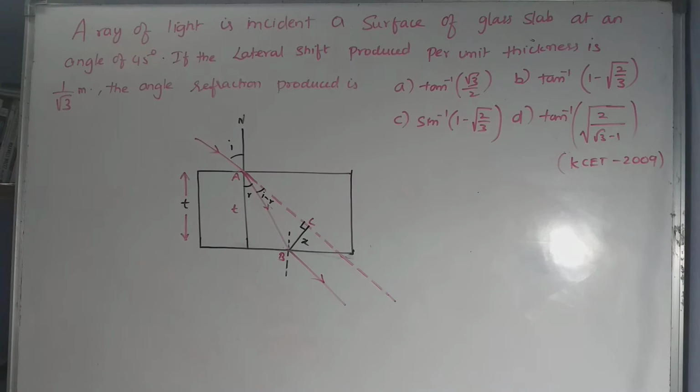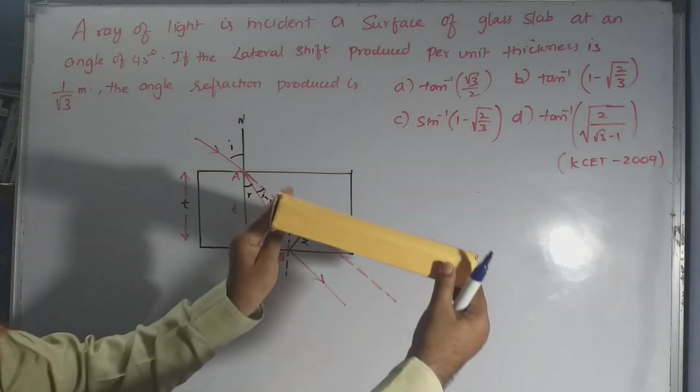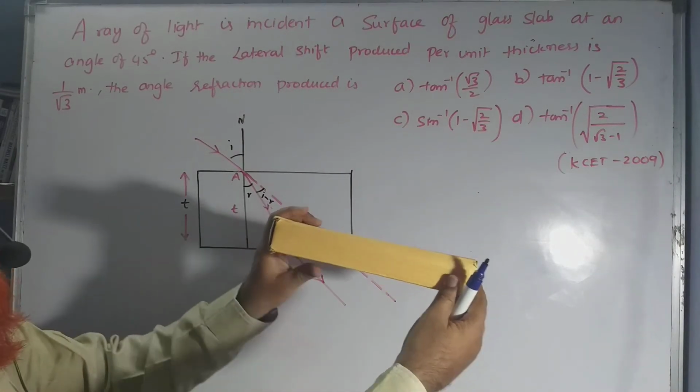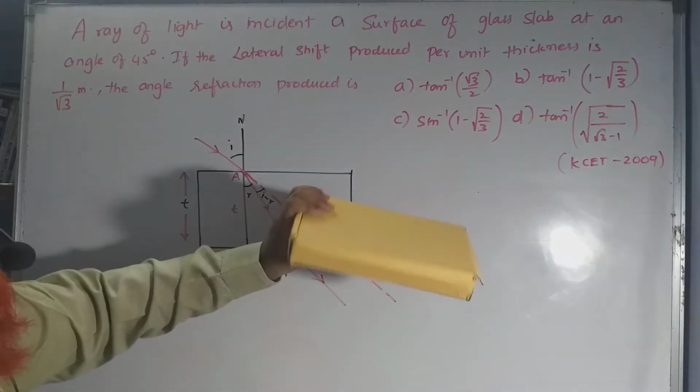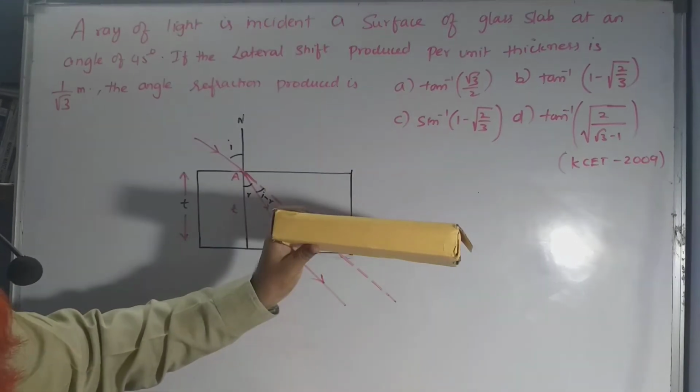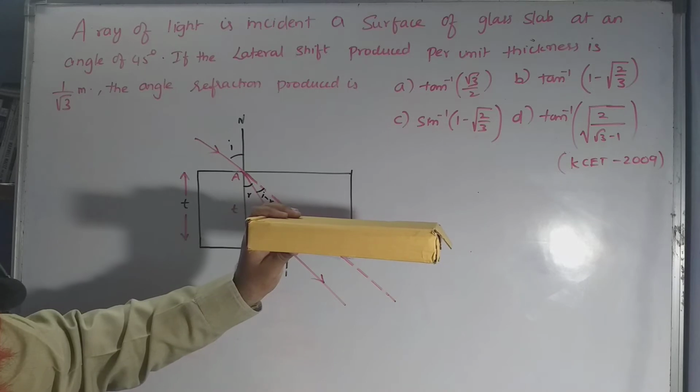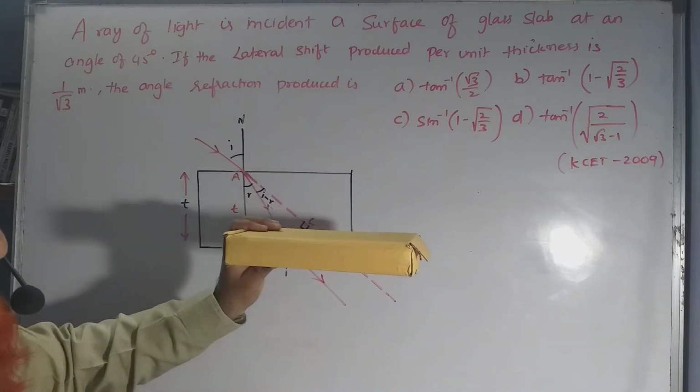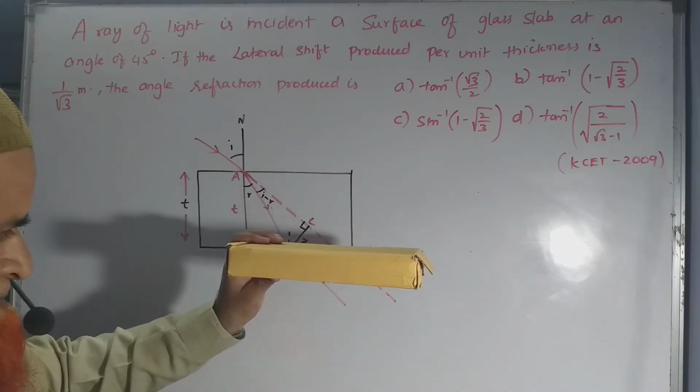Here I am considering one glass slab. What do you mean by the glass slab? For example, this is made up of glass. This is a glass slab. It is just like a box type, but it is made up of glass.